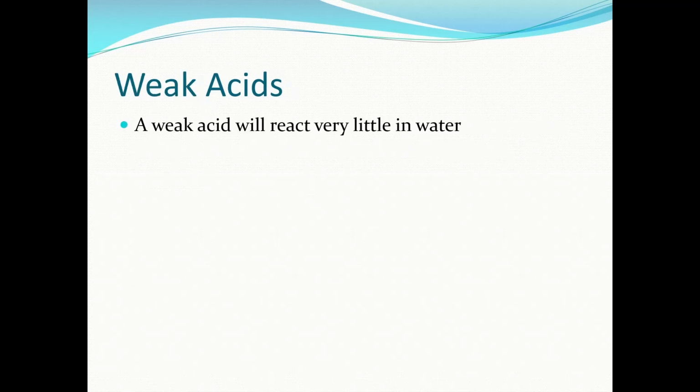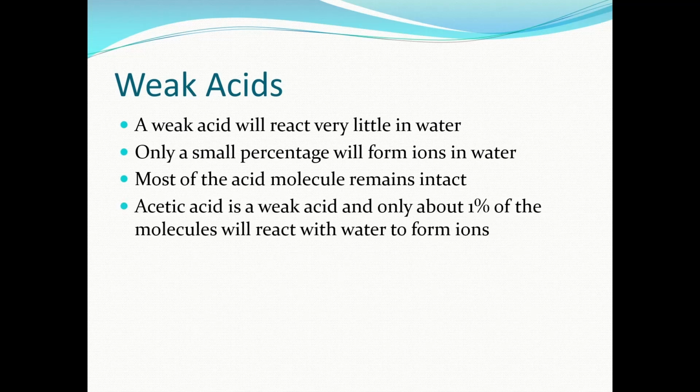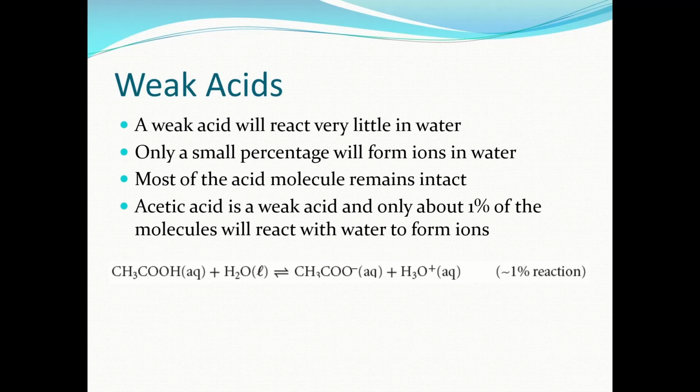A weak acid will react very little in water, and only a small percentage will form ions in that water. So most of that acid molecule remains intact. Acetic acid is an example, and only about 1% of its molecules react with water. If we start off with 100 of these and 0 of these, this is a special type of acid. These are organic acids. The H at the end here is what we care about. We can spot it because it's COOH. It's going to go to the water to make CH3COO minus and H3O plus.